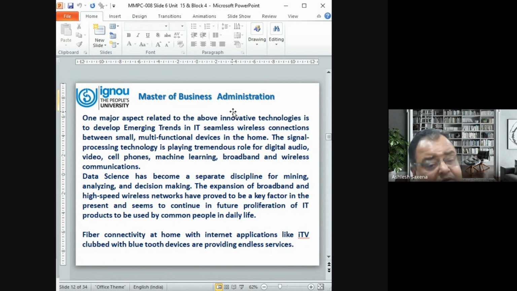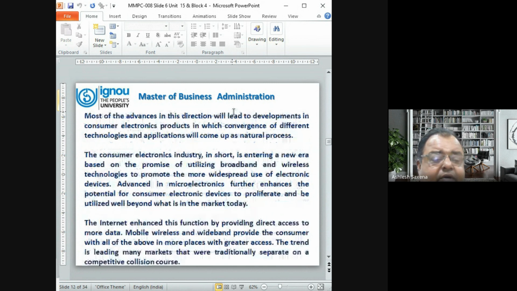Fiber connectivity at home with internal internet applications like ITV clubbed with Bluetooth devices are providing endless services. Nowadays we have television that has inbuilt everything. It has to be simply connected to the internet, and that too through Wi-Fi, and you can watch anything. Most of the advances in this direction will lead to developments in consumer electronic products, in which convergence of different technologies and applications will come up as a natural process.